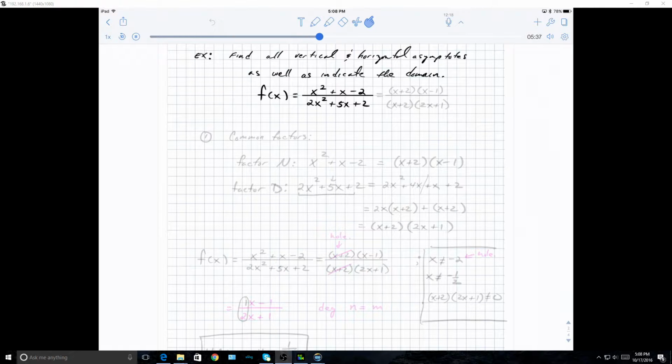Alright, now let's look at an example here, and we're going to find all the vertical and horizontal asymptotes, as well as indicate the domain for the function f, which is f of x equals x squared plus x minus 2, all divided by 2x squared plus 5x plus 2. So the very first thing we should really look for is common factors.